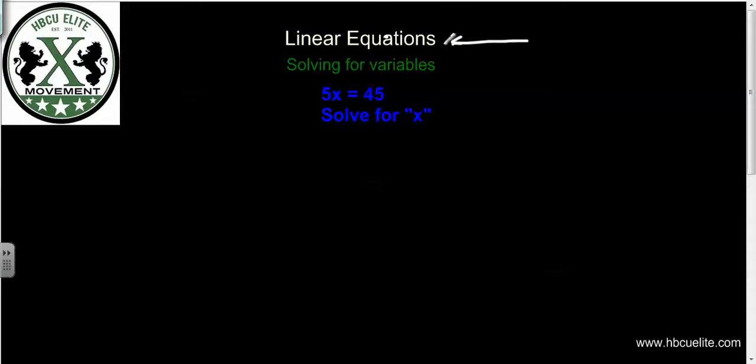That's just a fancy way of saying we're actually going to solve for the variable. And here, the variable is x. Now a variable can be anything. It could be A, it could be B, it could be C. Whatever the alphabet or letter is, that's the variable.